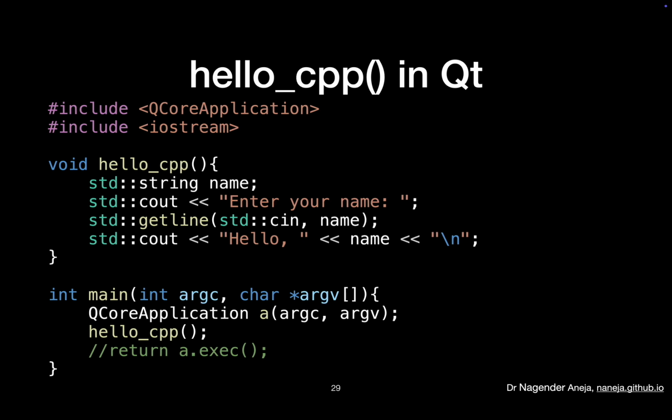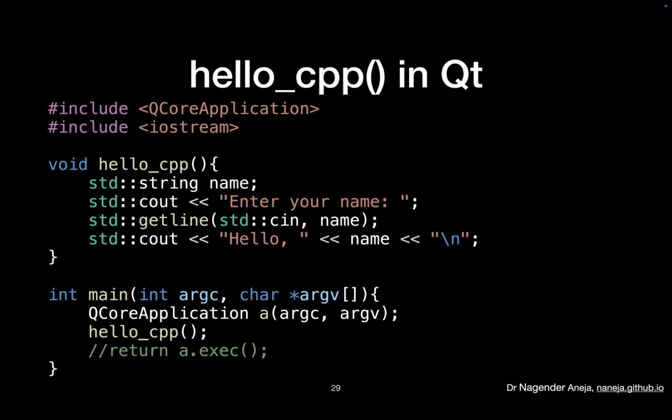Okay, so now we're going to create a function there. So we'll say hello cpp, and we included iostream. We created a string name and we're saying std::cout, enter your name, and getline using std::getline. So this app will read a string, which is your name, and it says hello name, whatever you enter here, with std::cout. And we're calling this function inside this main, right?